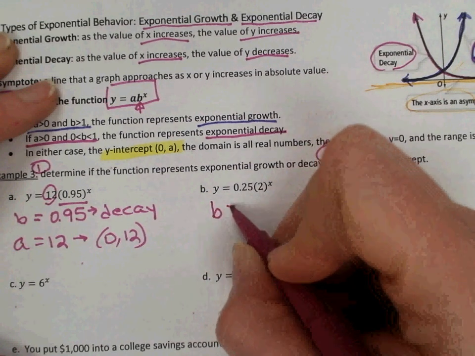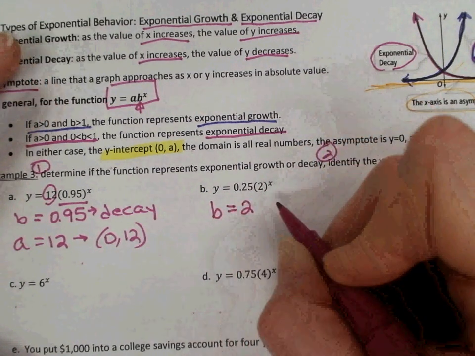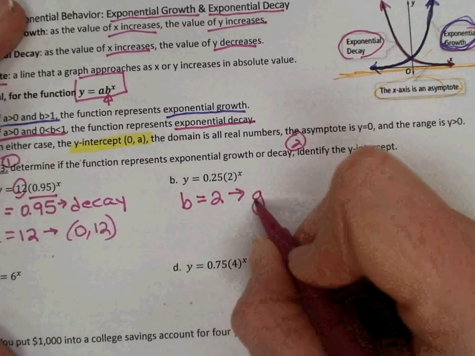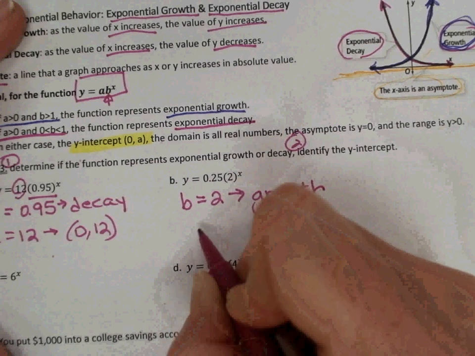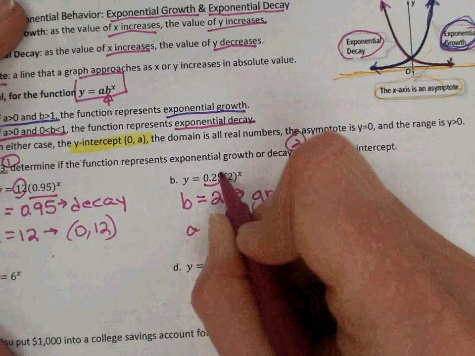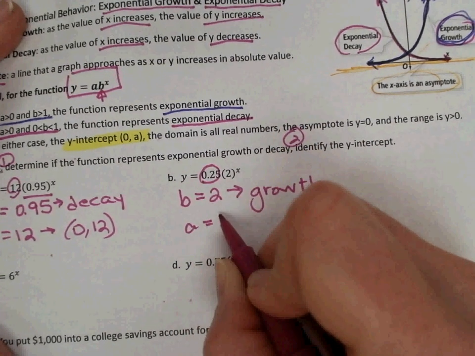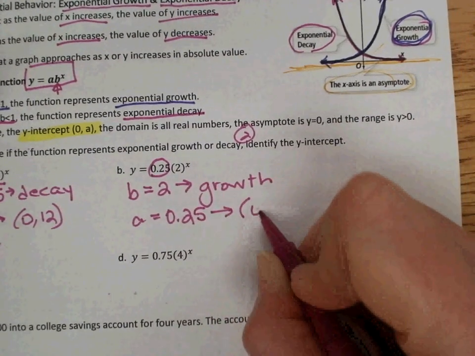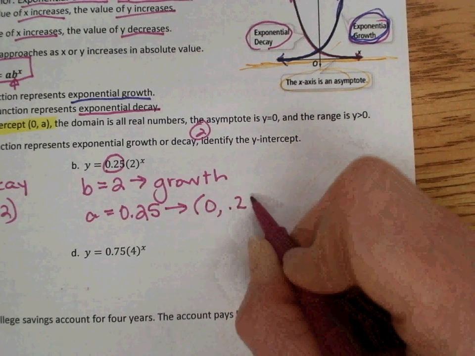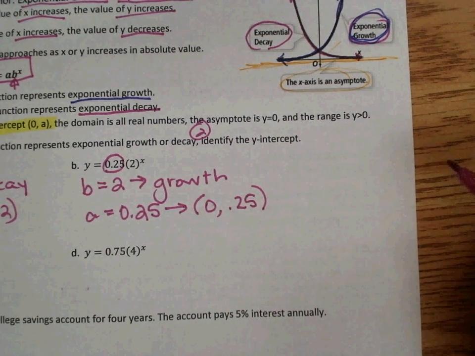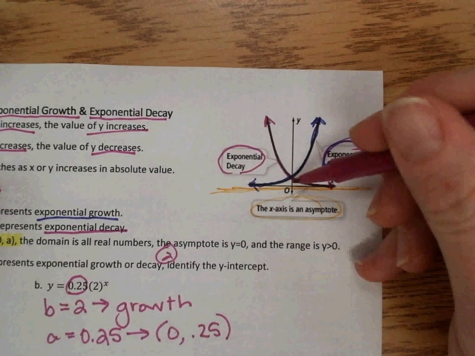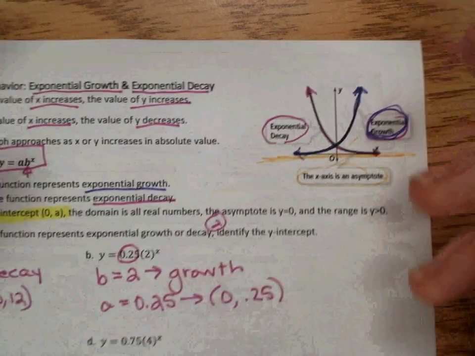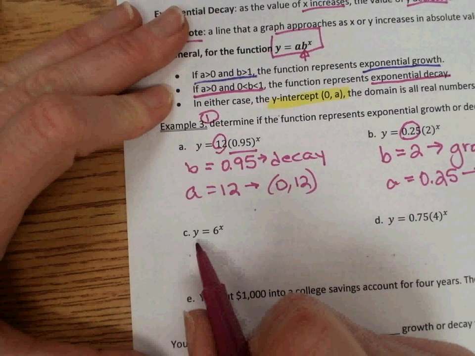Letter b. First of all, we're looking at the b value. That's the one raised to the power. b is 2. That is greater than 1, so that's going to represent exponential growth. Next, we look at the value in front, and that is a equals 0.25, helping us to determine that our y-intercept is 0.25. So we can imagine the value right in here for our y-intercept and an exponential growth.